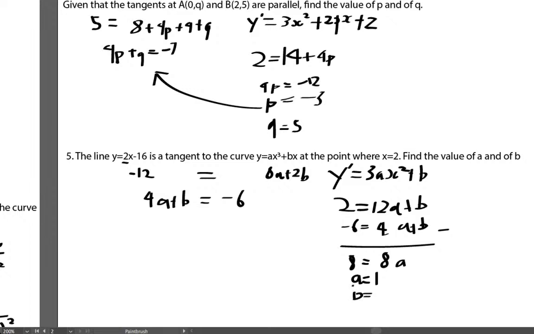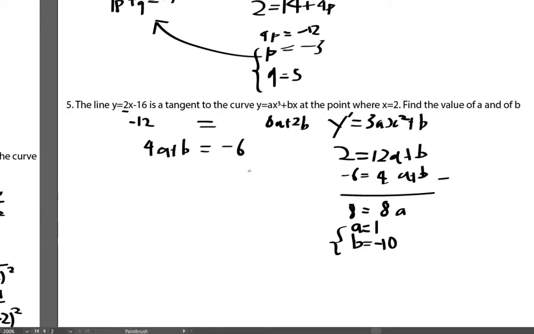The key is to just put the number in. When you have found a, you just choose one of the functions that you like the most, and the answer would be negative 10. When you put it in the first one, that would be 4 plus b equals negative 6, so b will be negative 10. Or you could plug it into this one here, which would make 2 equal to 12 plus b, which means that b is negative 10 as well. So that's the answer. These two are the answers.